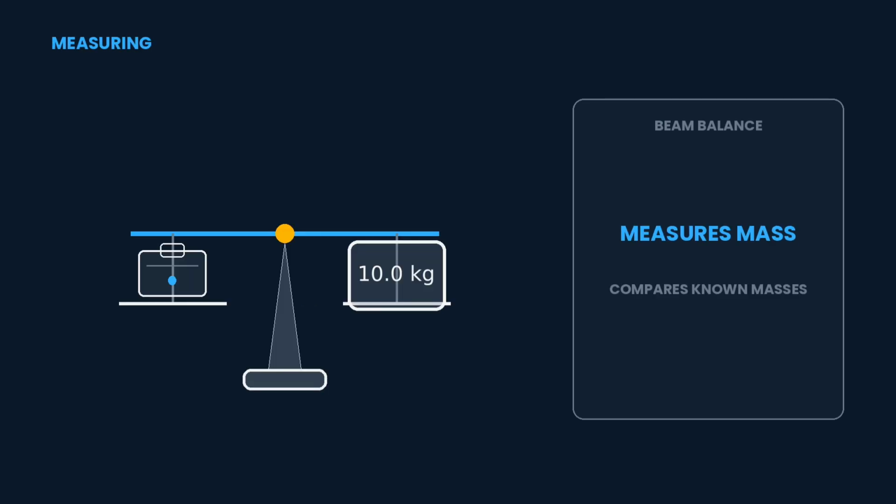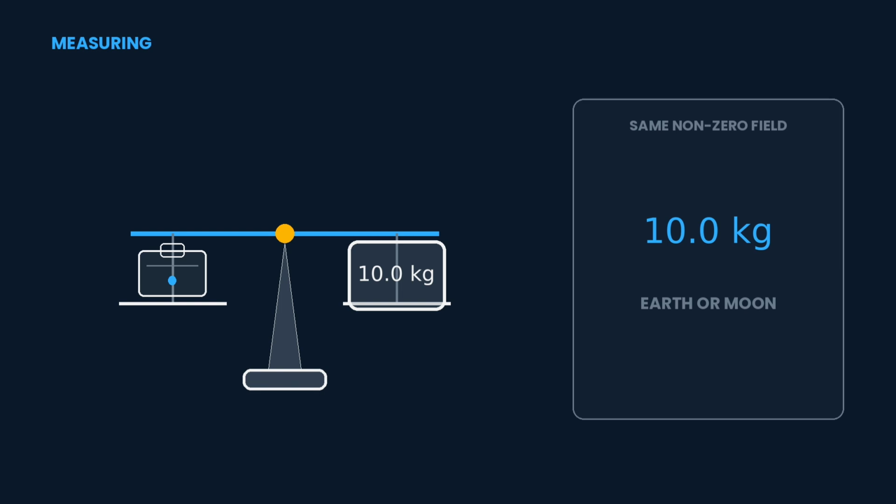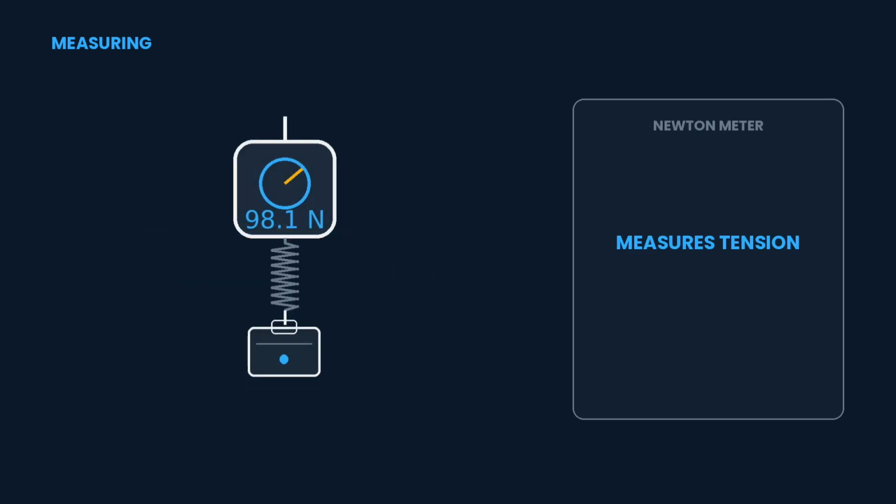An ideal beam balance compares the case with known masses. Both sides are in the same gravitational field, so the case balances against the same known masses on Earth and on the Moon. A newton meter uses the extension of its spring to measure tension. For a stationary hanging case, tension balances weight, so it reads 98.1 newtons on Earth and 16.2 newtons on the Moon. If the case accelerates, tension need not equal the weight.